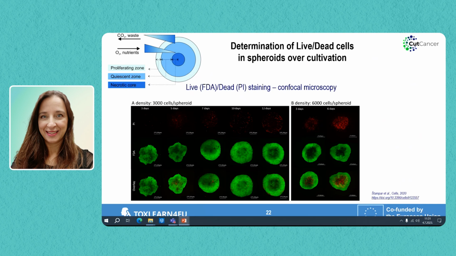You can see, I'm not sure if you see it, but here after 12 days, there was not much red color. Red color is for propidium iodide. It enters the dead cells, those that have a permeable membrane. So we assume these are dead cells.